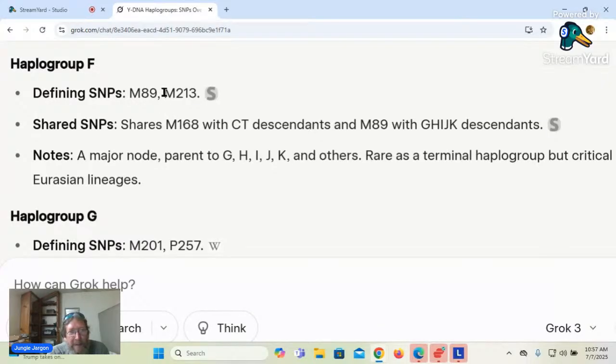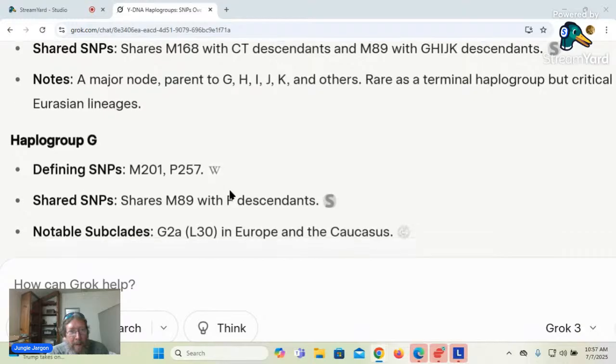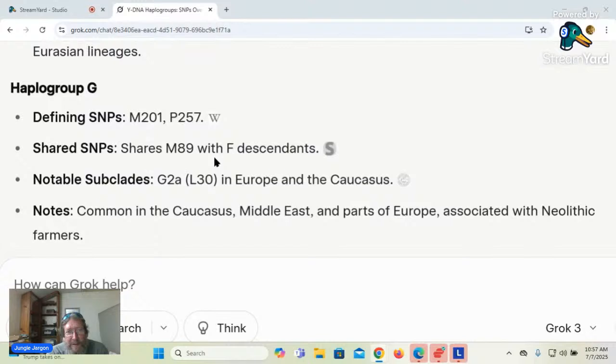But this is actually, it's not a defining S&P, it's actually shared with G. But they're saying as opposed, if you're going backwards from E to F, they're saying it's a defining S&P, but it's not a defining S&P, it's a shared S&P with G. So we go over here, G shares M89. Because it's saying with F descendants, but it's backwards. Because they have this, they rooted the tree in Africa instead of the IJ.